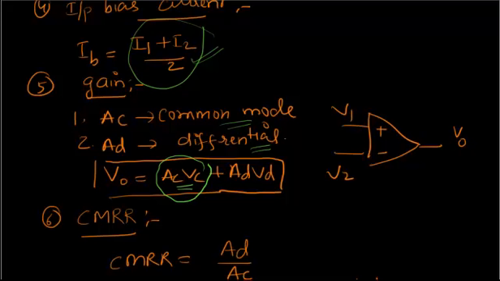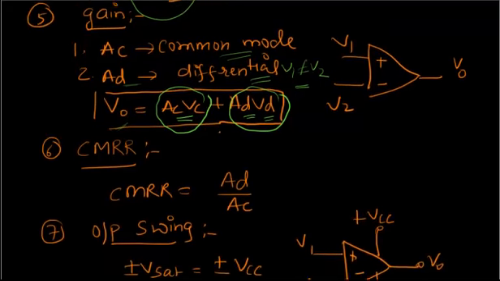Similarly, there is a differential gain which represents the normal operation when V1 is not equal to V2. So this is the second term, which is the differential gain into the differential voltage, that is the difference between V1 and V2, and the total output is the sum of these two.